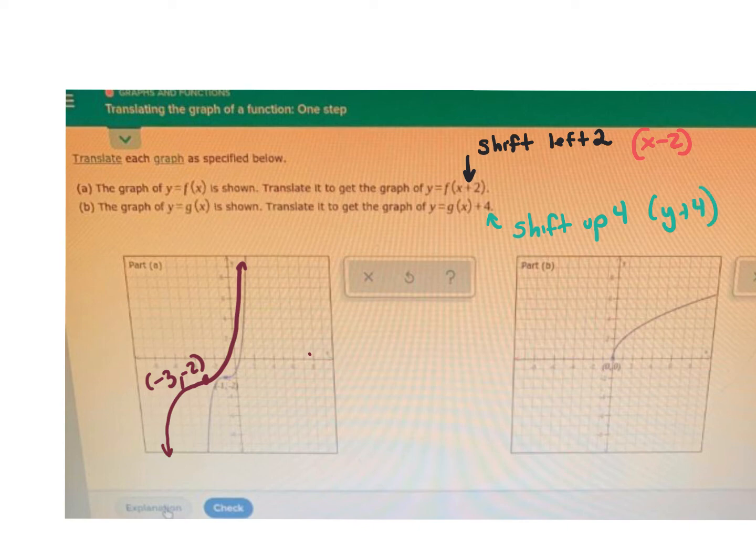So the only point I have right now is 0, 0. So if I move that up 4, that is now 0, 4. And then it kind of goes like that, just follows the same pattern. So I'm not entirely sure how the Alex buttons work, but essentially once you move that 1 point, you should be able to just fill in the rest of the graph.